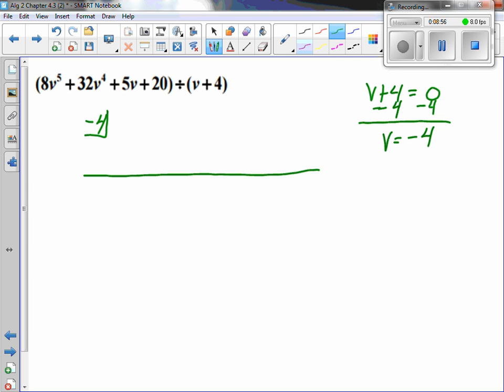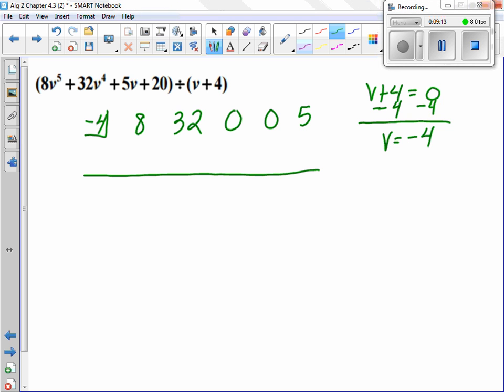Now let's see what goes across the top. So what would be our first number? And then? And then? And then? And then? And lastly?